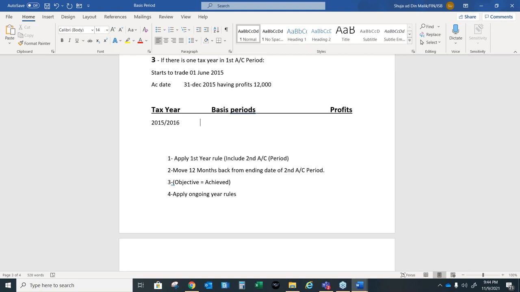No matter what the case is, the first year rule remains the same. If you are unable to detect anything, you should know how to apply the first year rule. And the first year rule is very simple. Can anyone please tell? It is the date of start of business, that is 1st June 2015, to the coming 5th April. When will the coming 5th April be? 5th April 2016.